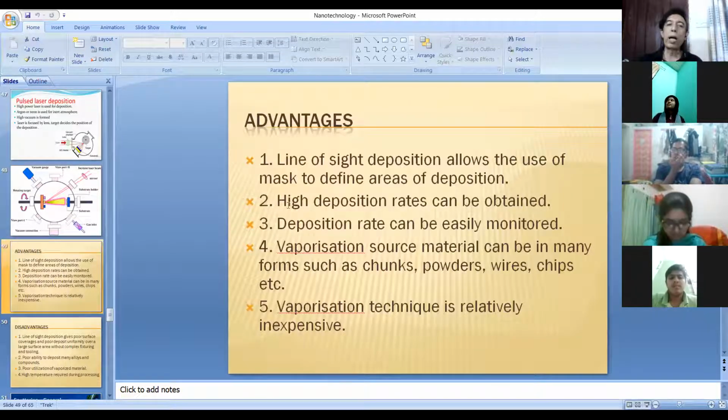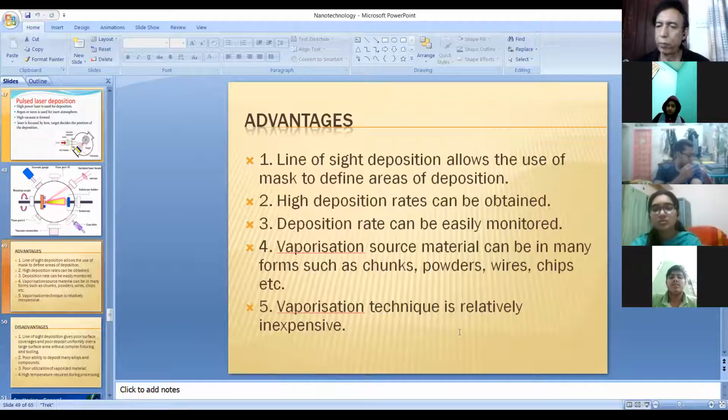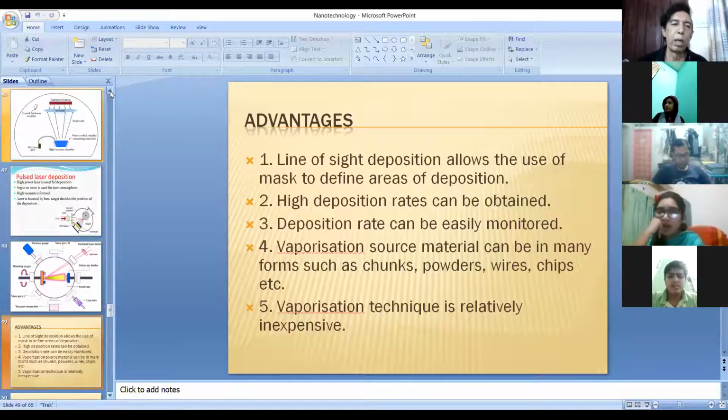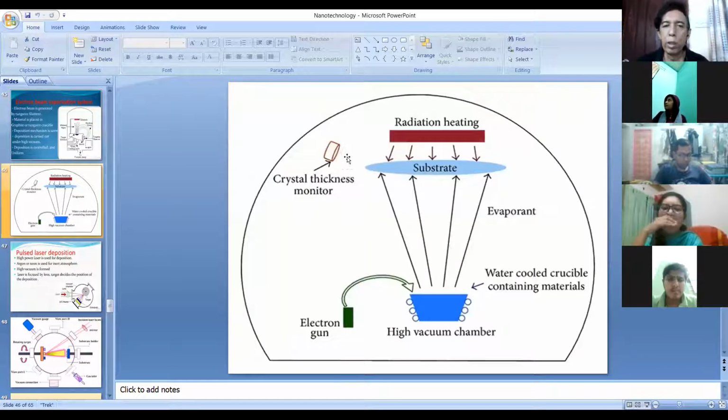Second advantage, high deposition rates can be obtained. For example, in pulsed laser deposition, you can get a thin film within about 15 minutes. High deposition rate can be obtained, and the deposition rate can be easily monitored. I have shown you that this is the crystal thickness monitor. It can be easily monitored here.